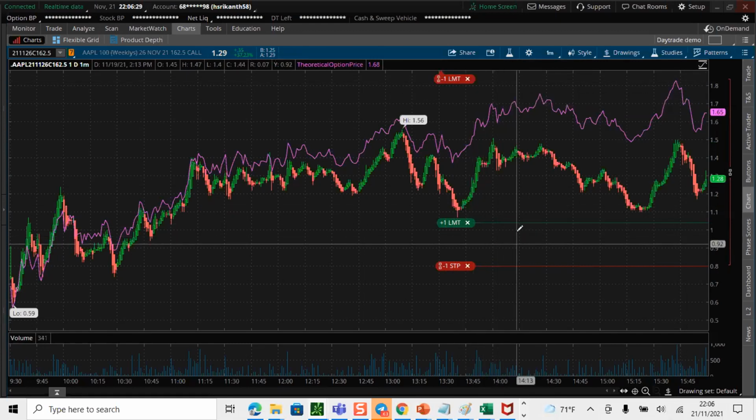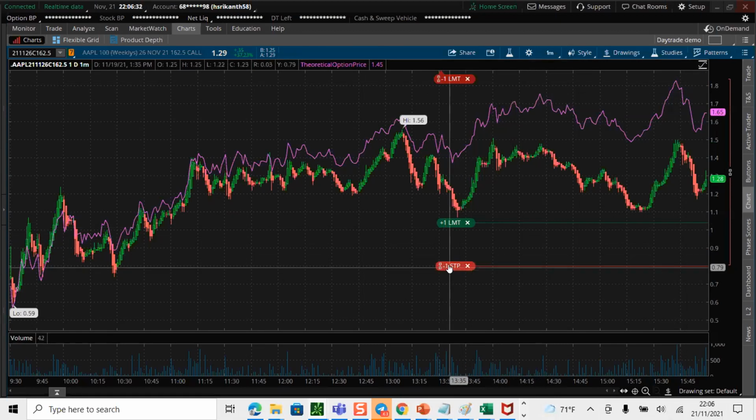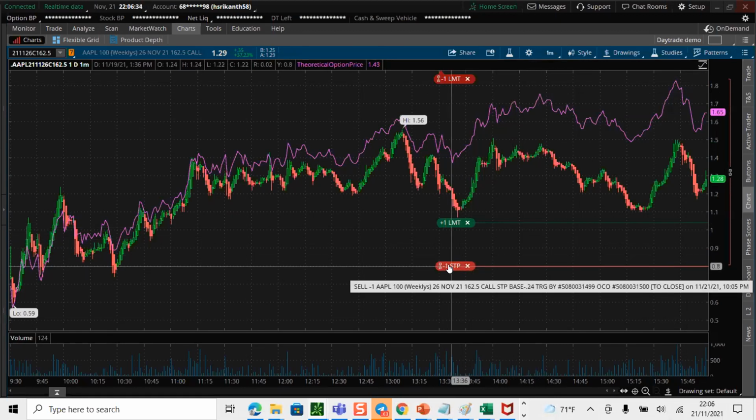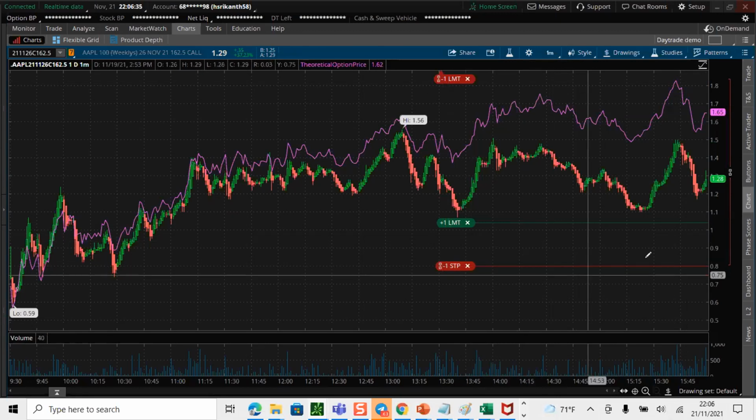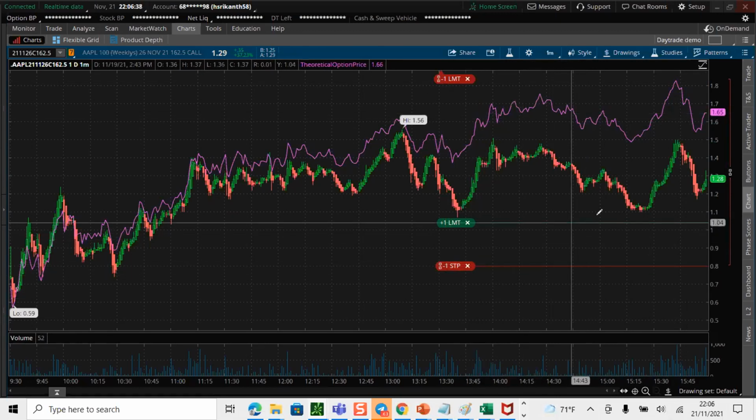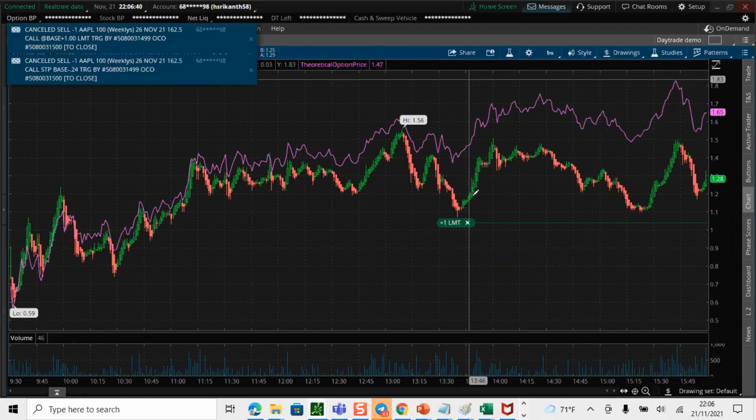Right, just a $1 margin. I'm just selling for a $1 margin, and then now I'm going to stop loss at 80 cents. Right, very simple. You can just control your trades. Usually, this is what we do.